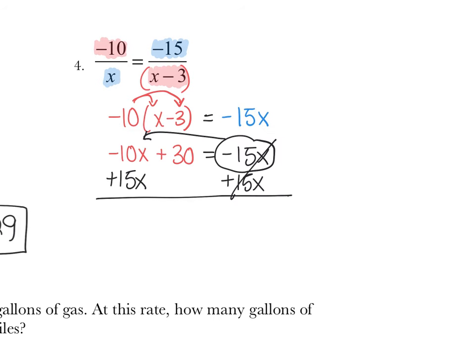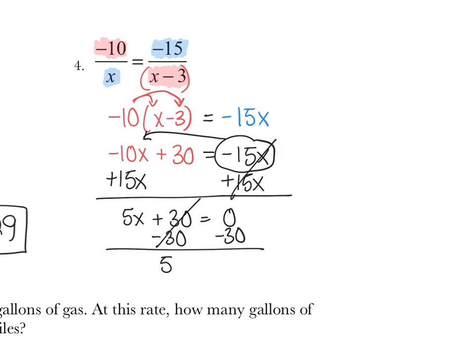So when I do that, I'm left with negative 10x plus 15x is 5x. I still have a plus 30, and I now have an equals 0, okay, because I got rid of it on the left-hand side. Now I'm going to move my numbers onto the other side. So I have a plus 30 here. I'm going to do the opposite, and I'm going to subtract 30 from both sides. When I do that, it is gone on the left-hand side, and I get 5x is equal to negative 30.